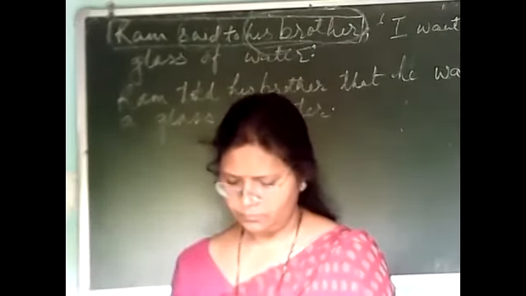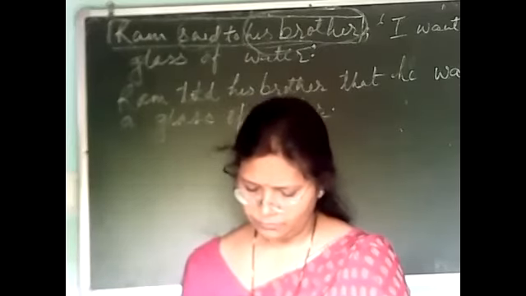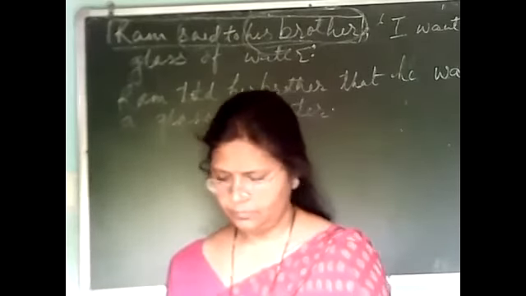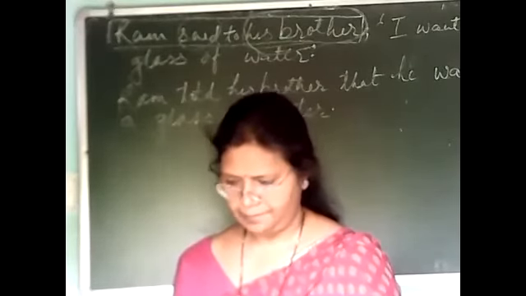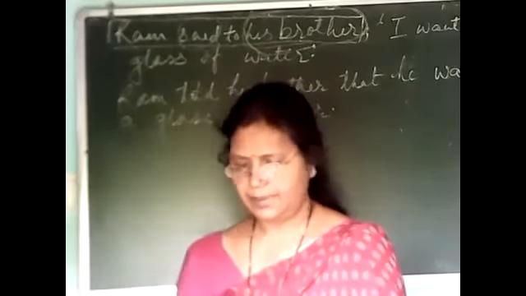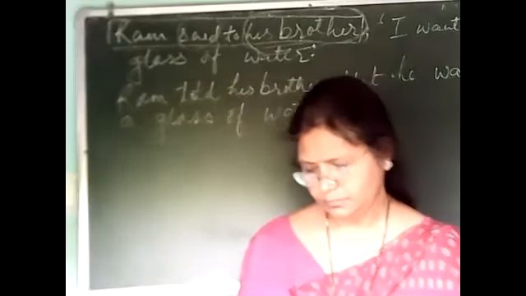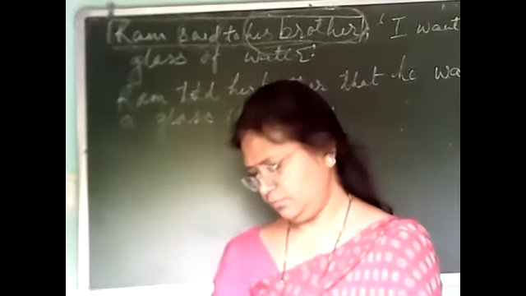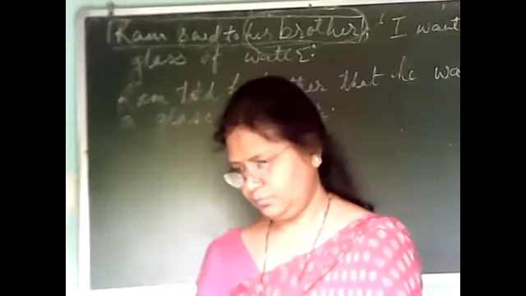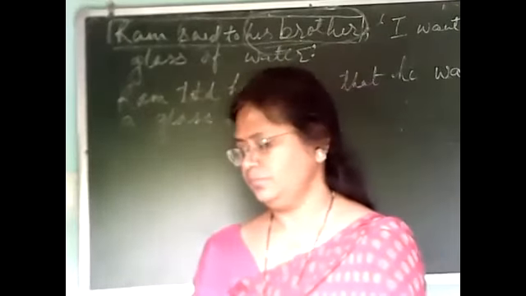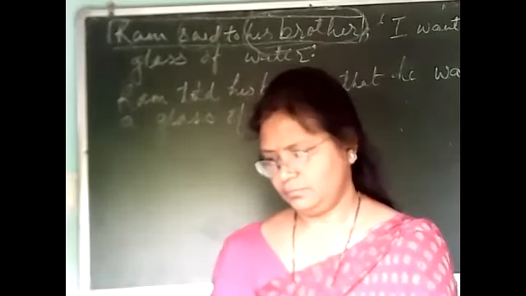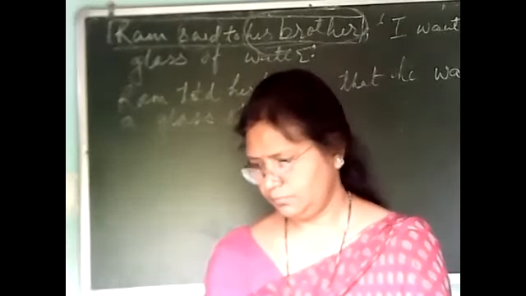A. Ravi said to Pooja, can you solve this question? Ravi asked Pooja if she could solve that question. Sona said to her mother, where are my books? Sona asked her mother where her books were. Smriti said to Vibha, did you watch the Republic Day celebration on television? Smriti asked Vibha if she had watched the Republic Day celebration on television.